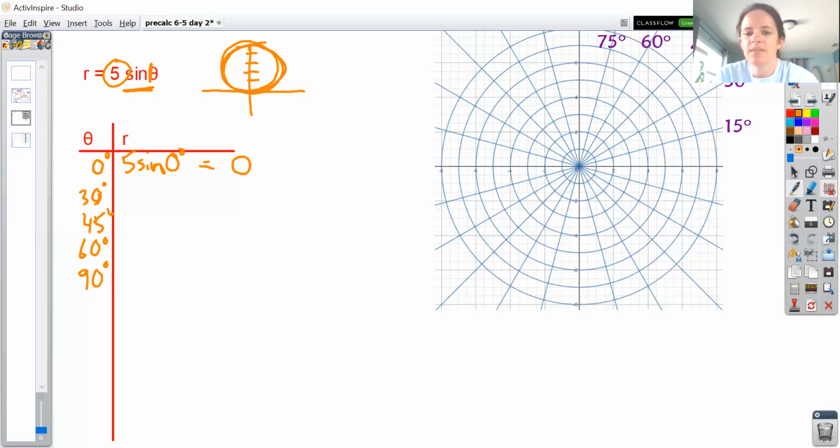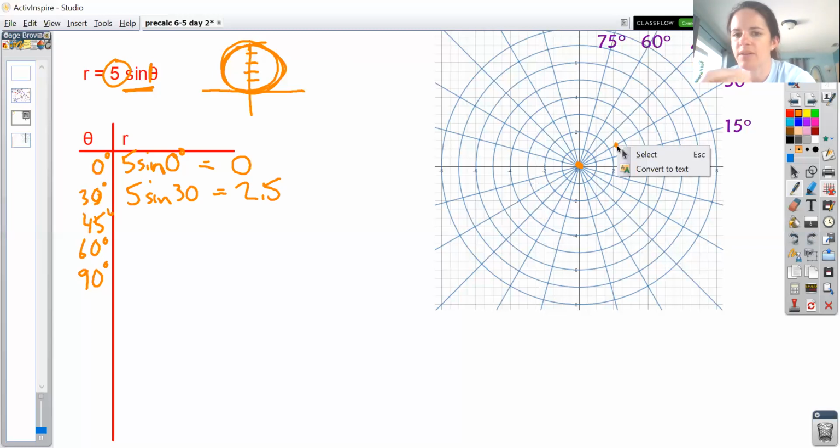So I'd have a radius of 0 at an angle of 0, which would give me that first dot. Right at 30 degrees, this would be 5 times the sine of 30 degrees. The sine of 30 degrees is 1/2, and 5 times 1/2 is 2.5. So I would find the 30-degree mark, go out 2.5 at the 30-degree mark, and put a little dot there.